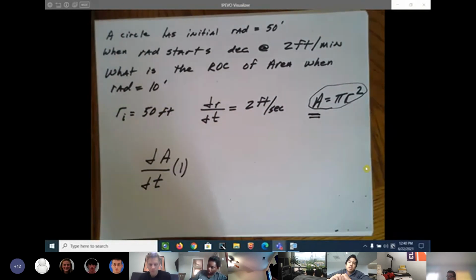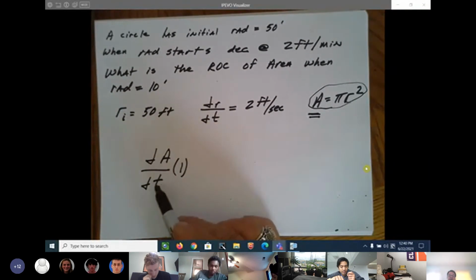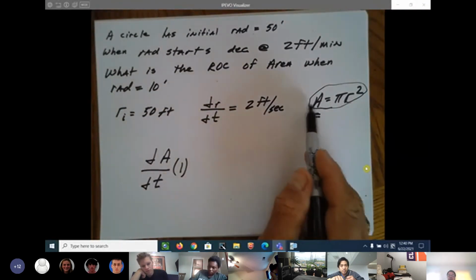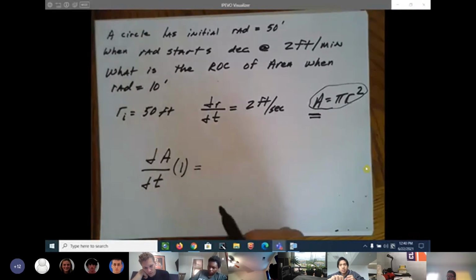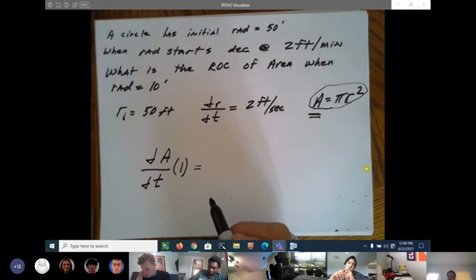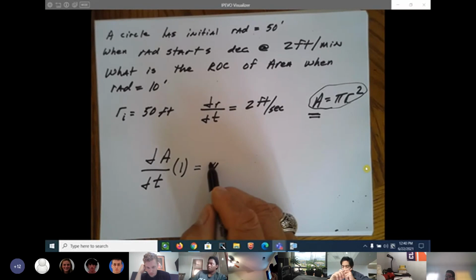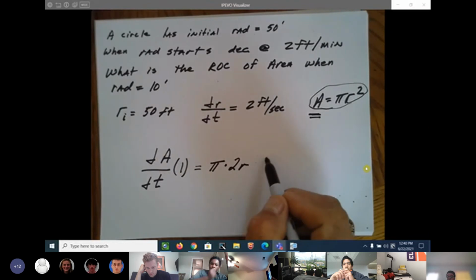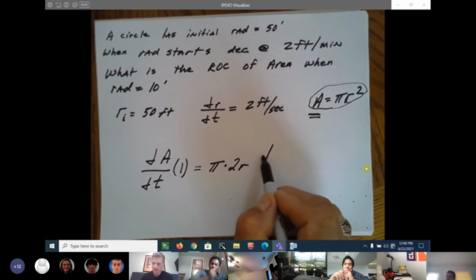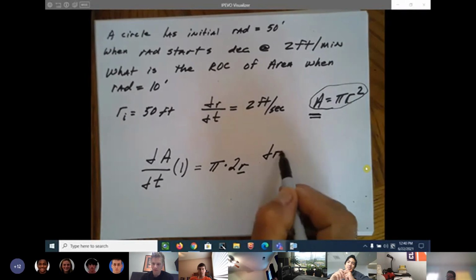1. Now, if that was 2A, then it would be 2 dA dt. But since it's just A, it's 1. Is equal to, what'd you say, pi r or 2 pi r? 2 pi r. So I'm going to pull the pi out, and that would leave 2r. And then what? D what? dr dt.